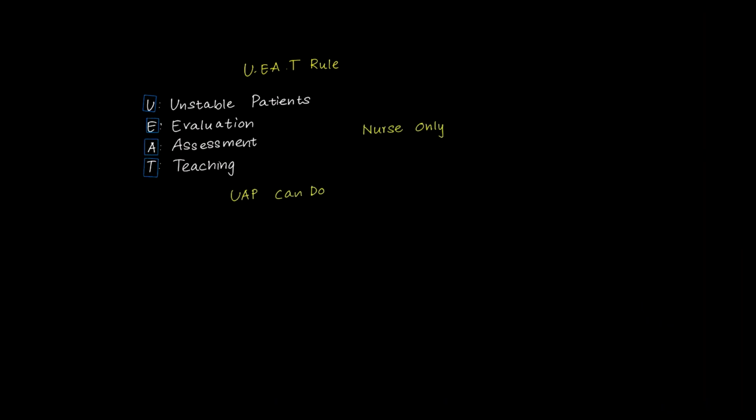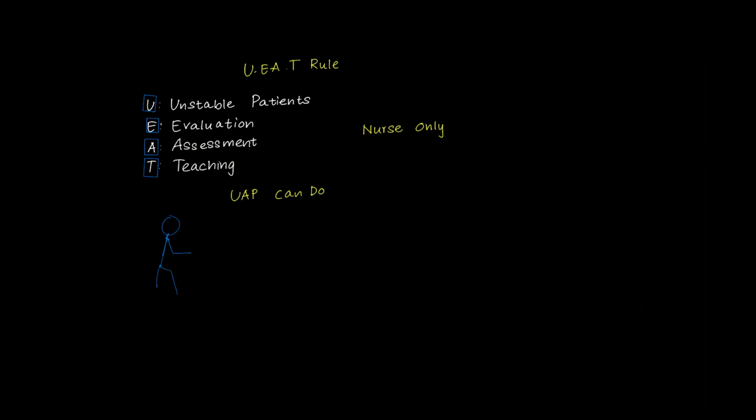Delegation has rules, and the study guide uses a clean acronym to remember them. UEAT: the letters stand for unstable patients, evaluation, assessment, and teaching. Those 4 categories cannot go to a UAP. Everything outside those categories is potentially fair game.